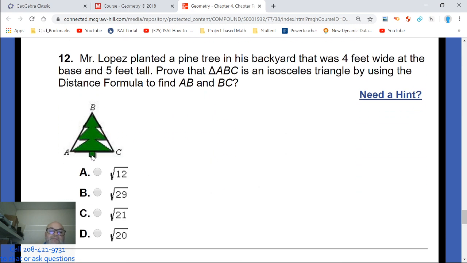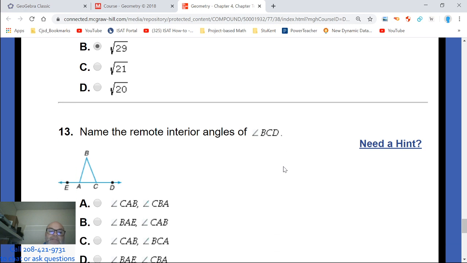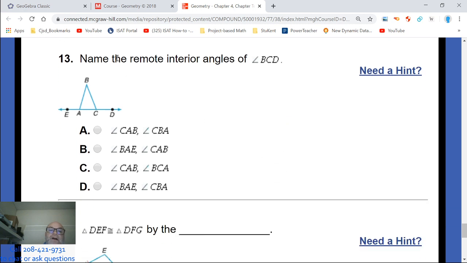Okay, we just did this one before. That's a 4 foot by 5 foot, right? So we did that one earlier this morning. I'm not going to redo it again. All right, the remote interior angles. Ooh, good. I like this.